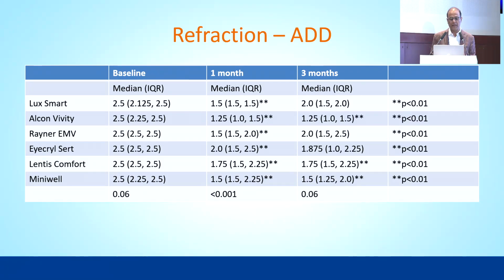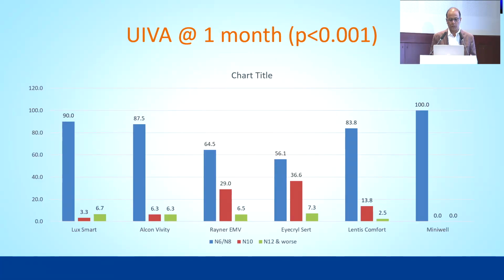However, the add increased in some of the groups because some patients demanded a better near vision, so we gave them a little higher add at the end of 3 months. But the number of patients in the 1 month group was much higher than the 3 month group. Those who were really happy, not all of them followed up. So if you take uncorrected intermediate visual acuity, LuxSmart, VVT, and especially Minivel stand out above other lenses. However, Rayner EMV, Acryl Isert, and Comfort also gave a decent amount of uncorrected intermediate vision.